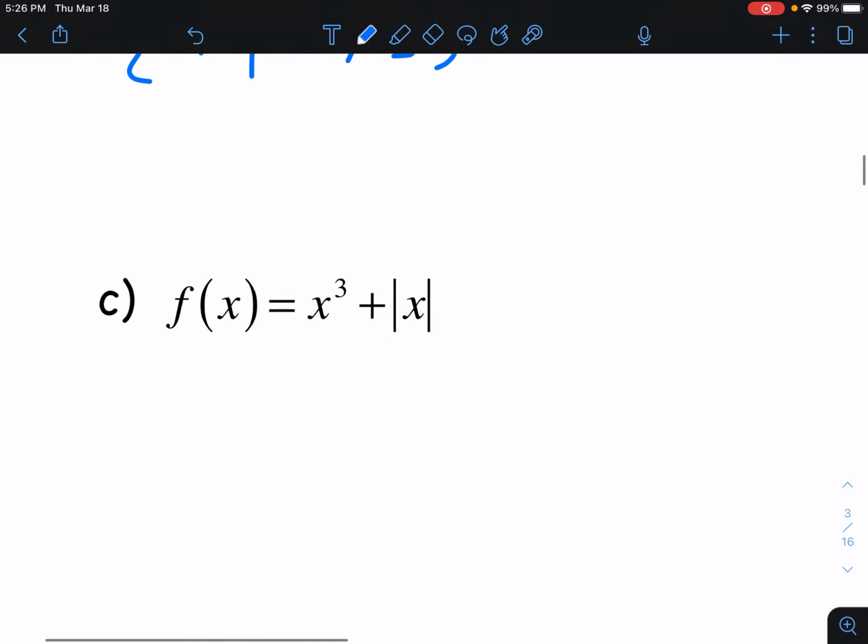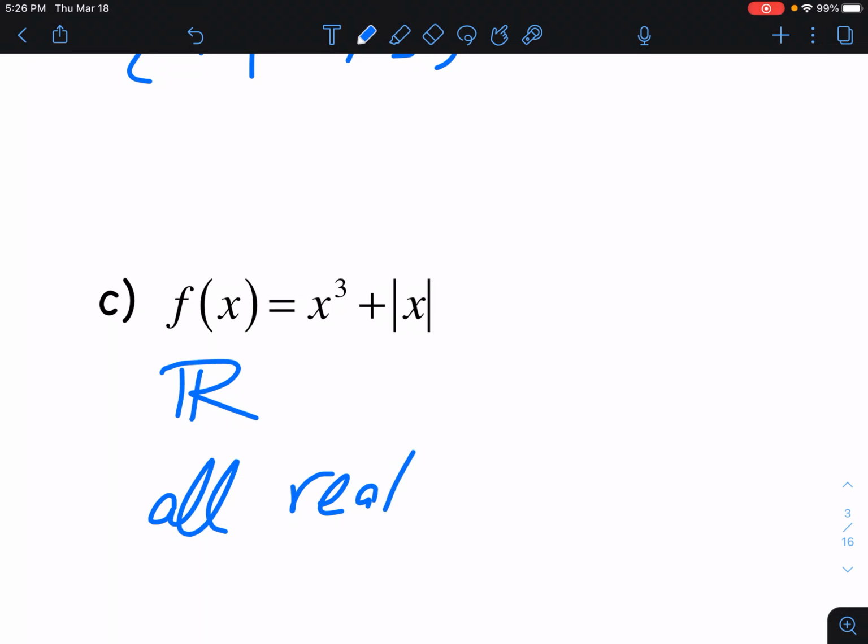Okay, letter C is actually, we don't have a fraction here, and we don't have a square root. So there's actually no restrictions here. The domain is literally all real numbers. Every number in the world, if we plugged it in for x, would turn out to be a real number output.